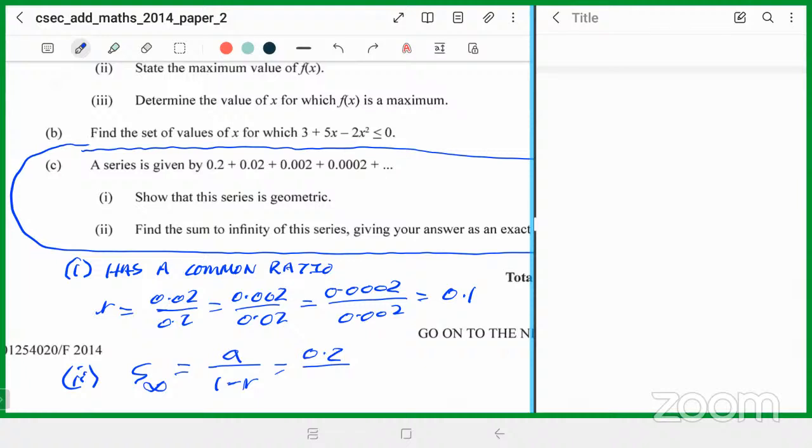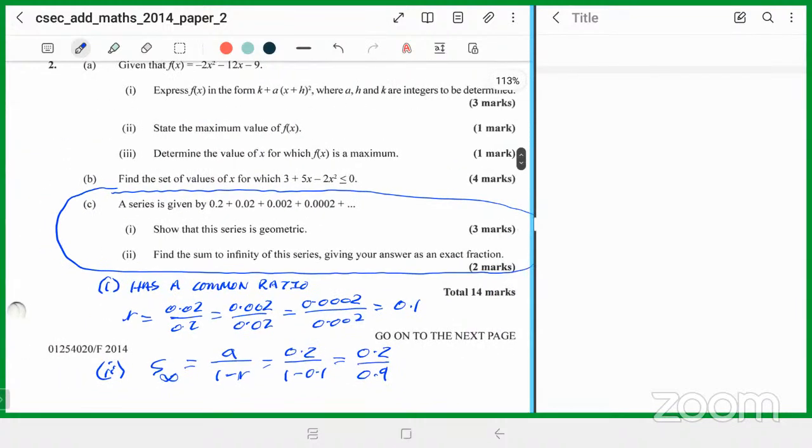So that becomes 2 over 20, which is 1 over 10, yes, which is 0.1. All right. So make sure. Brain kind of tired now. And then now I'm doing 1 minus 0.1. This becomes 0.2 over 0.9.